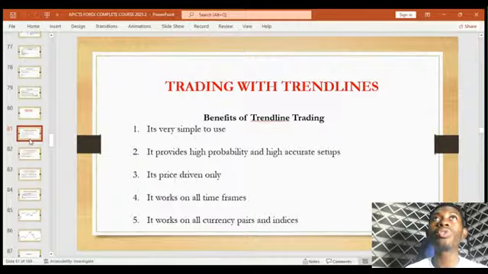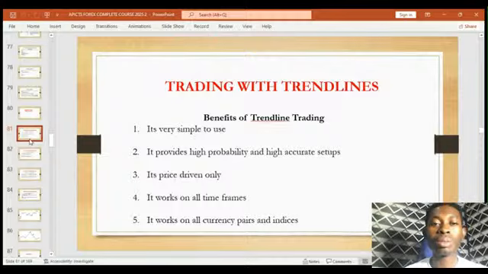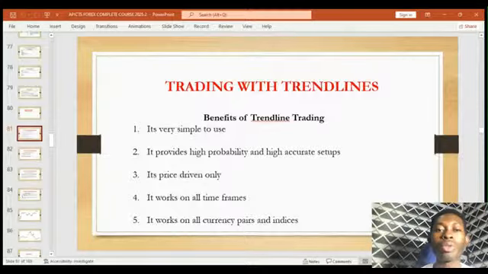I've only used trend line with support and resistance to make all the money I've made this week alone. Today is Friday. All the money I've been making since Monday till today has been support and resistance combined with trend line, nothing more. It is price driven only. You don't need any indicator on your chart. You just need the trend line. Just understand the trend line.